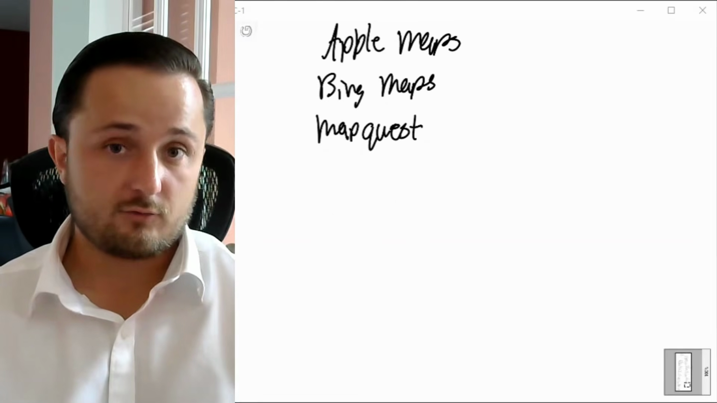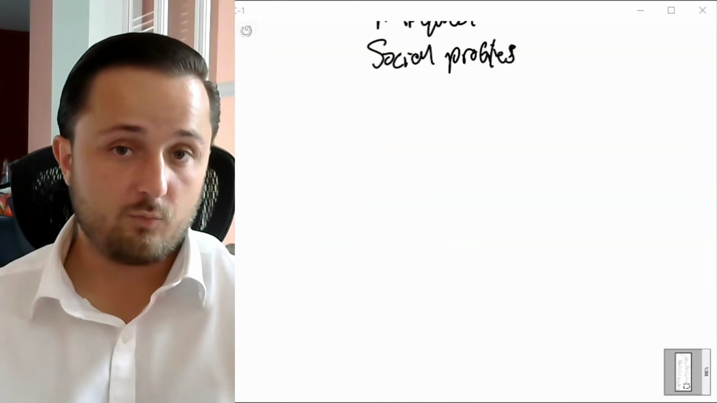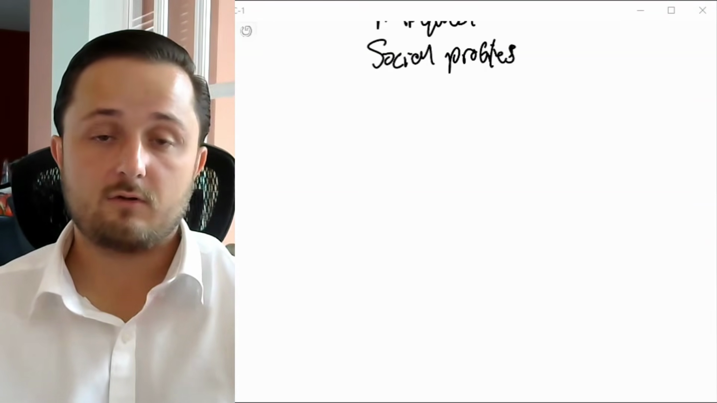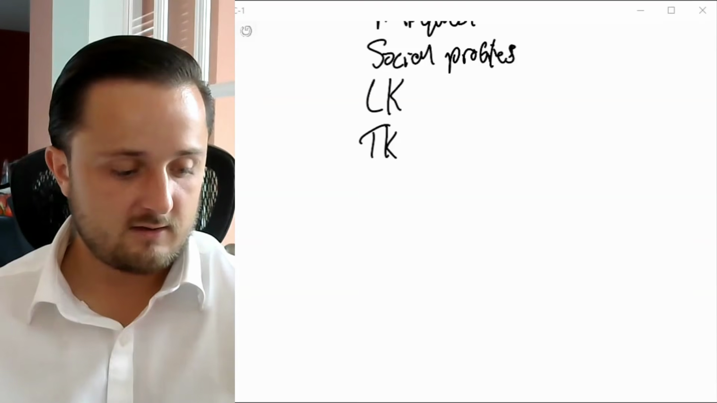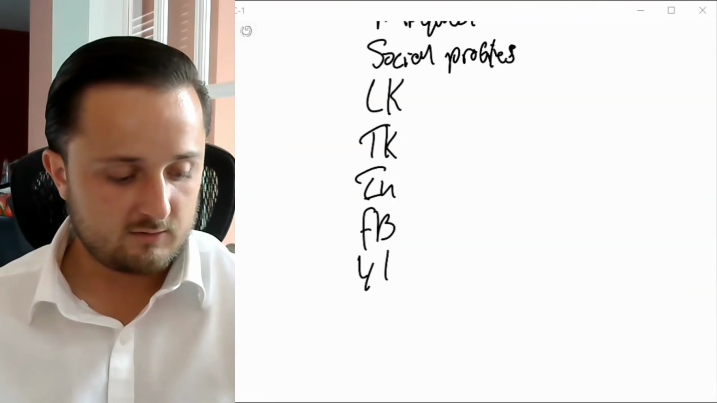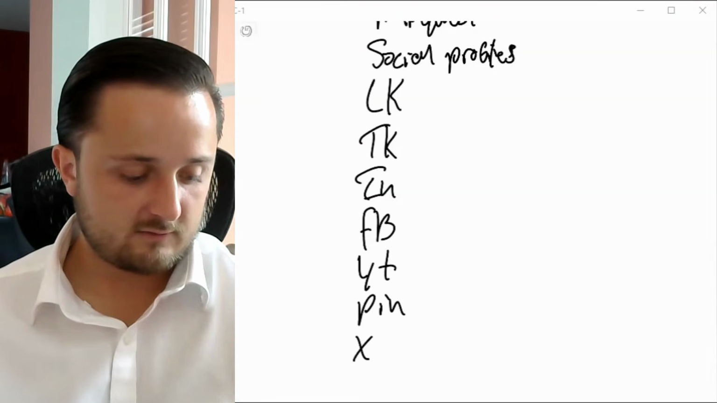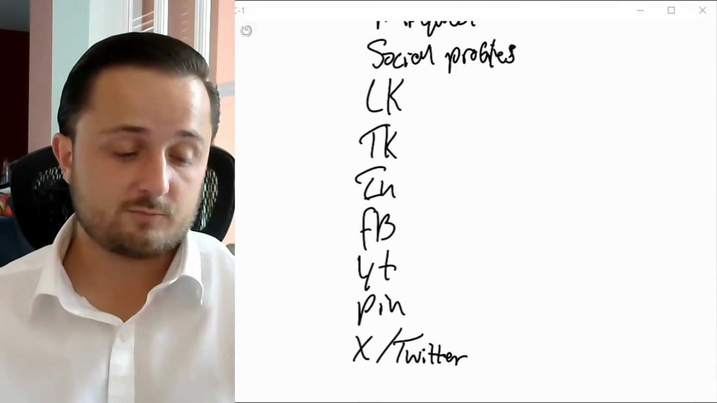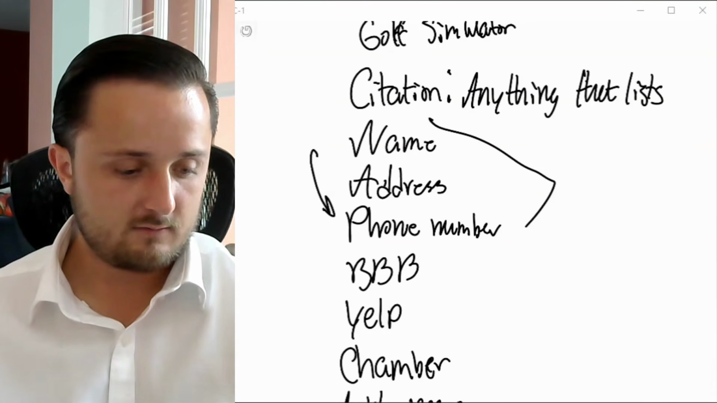Then you also have your social profiles, and the 7 that you want, because these are all the 7 that your Google Business Profile will allow you to link to, are going to be LinkedIn, TikTok, Instagram, Facebook, YouTube, Pinterest, and then X or Twitter. And again, even on these 7 social profiles, we need a consistent name, address, and phone number.